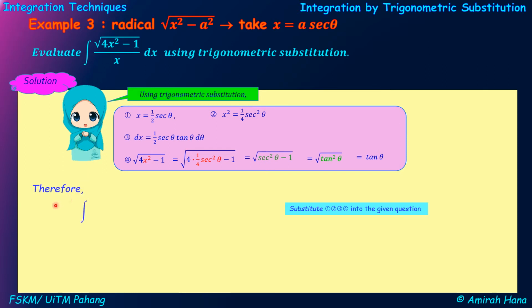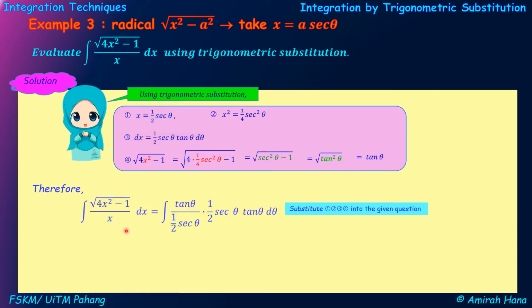So, therefore, the given question, the integral of square root of 4x squared minus 1 over x dx, equals the integral of tangent theta over half sec theta times half sec theta tangent theta d theta. Why do we get this? We check one by one. We replace x equals half sec theta from step 1. And then we replace dx equals half sec theta tangent theta d theta. And after that, we replace square root of 4x squared minus 1, which equals tangent theta, from here.